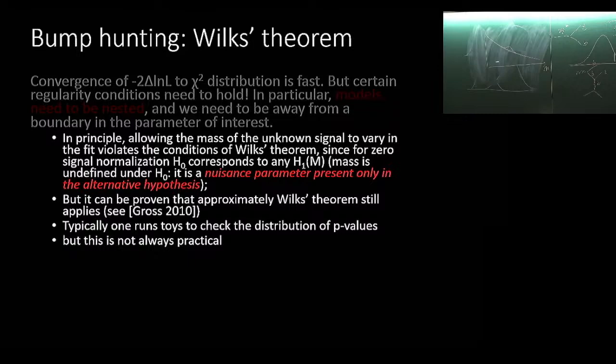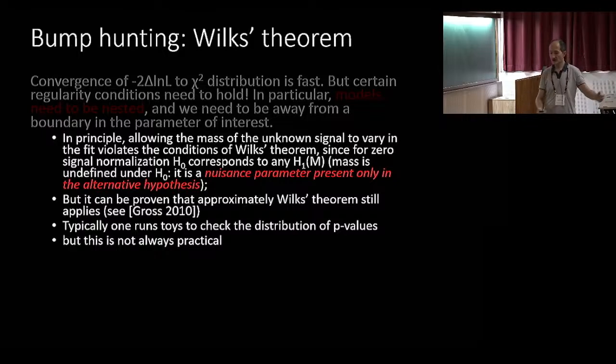But if you allow the mass of the unknown signal to vary in the fit, that violates another condition that you must fulfill in order to apply Wilk's theorem. Because if you put the signal to zero, you have a nuisance parameter that is only present in the alternative hypothesis: you set the cross-section to zero and you have the mass that varies. So you typically cannot apply Wilk's theorem if you have a parameter that is only present in the alternative hypothesis, the mass of the particle that is not present in the background hypothesis. But still we use Wilk's theorem because it approximately works.